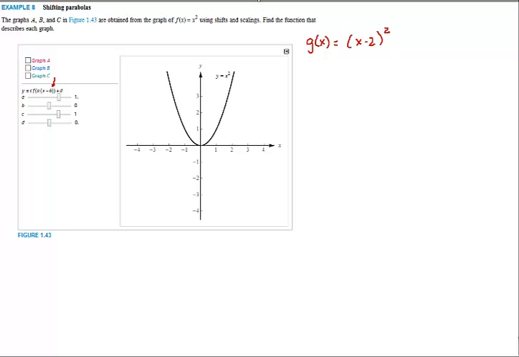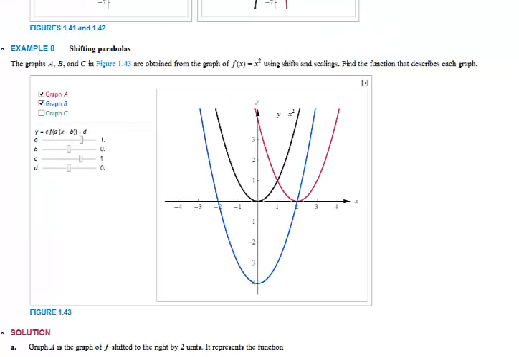All right, we saw that with this one. We'll call this one H of X equals, and it's just X squared, and nothing, the B is 0, the C, nothing changed there, and it's just the D went down, I think, 4. Bam, there's that one. Cool. Let's go do the last one.